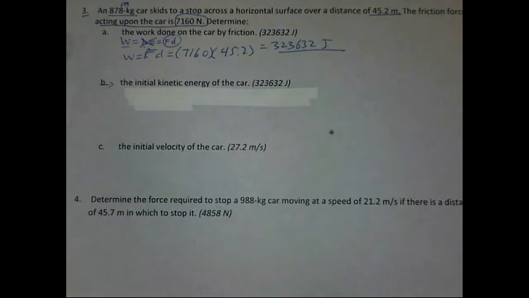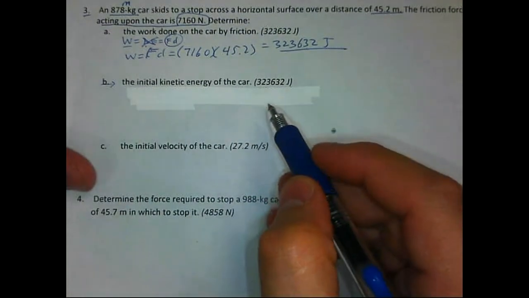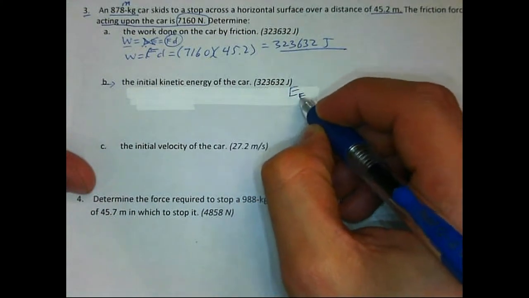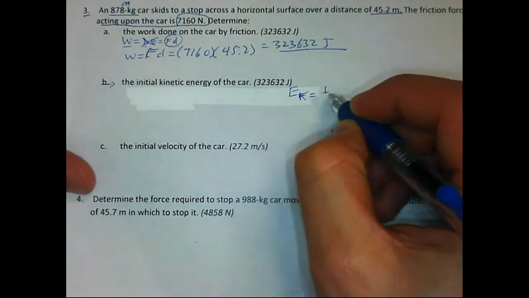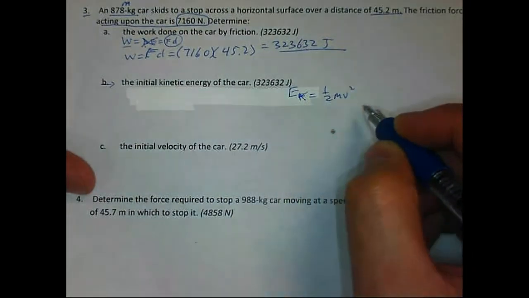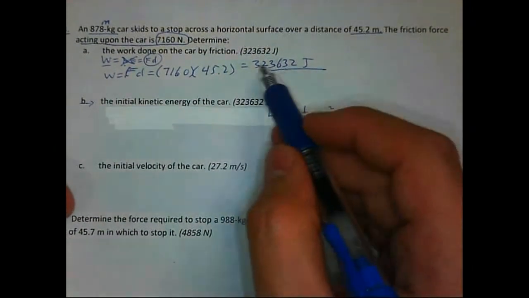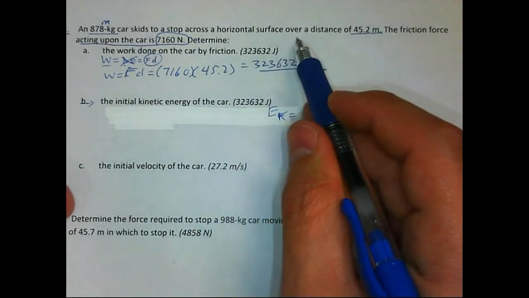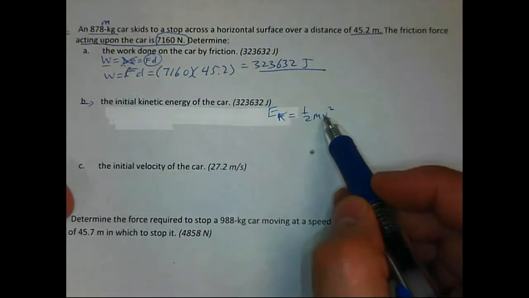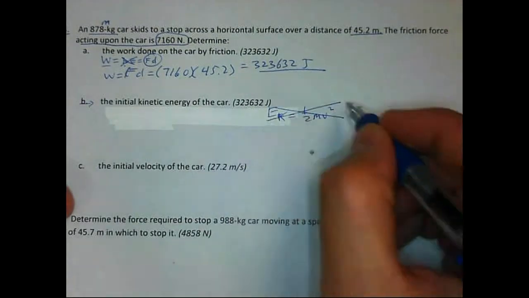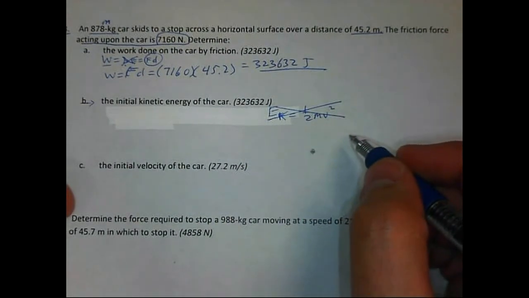Okay, now we want to know the initial kinetic energy of the car. Now, you might be tempted to say kinetic energy, EK, equals 1/2 mv squared. It's a good idea. The only problem is, look at this problem. We don't know how fast they're going. We don't have a speed. So we can't use that. We got to do something else.